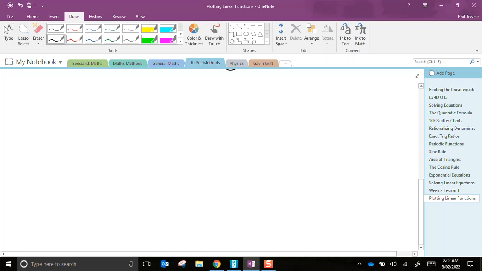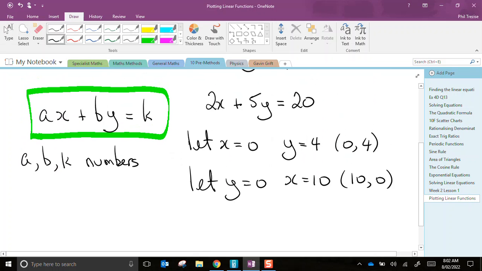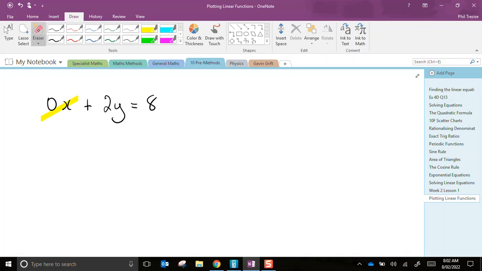Now this time, what if we had something like this? Following on from our last example, we're looking at this one. What if we had something like 0 times x plus 2y equals 8? It won't really matter what x value I put, this bit is gone, because any x value you like to think of multiplied by 0 is not there. So I could effectively just rub that out and say that it didn't exist.